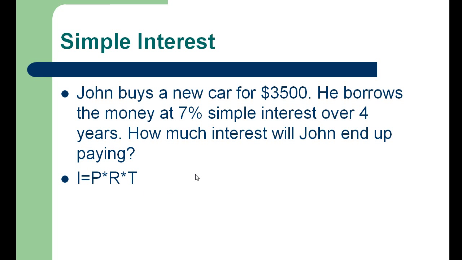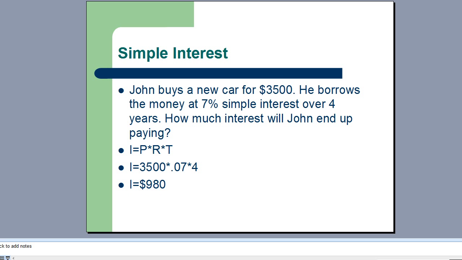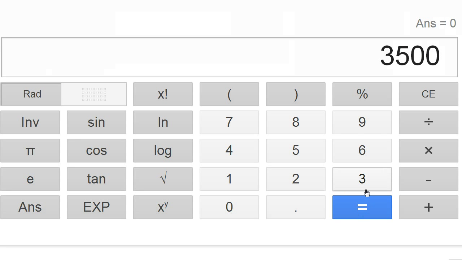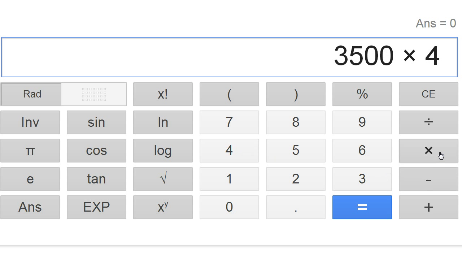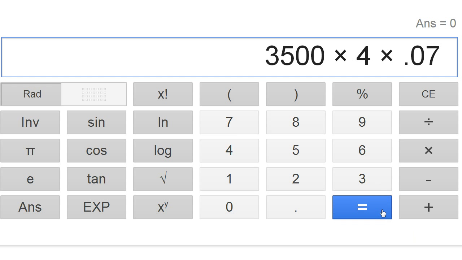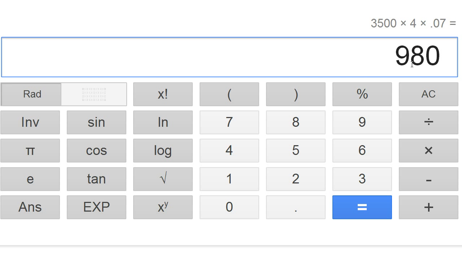So, we notice that formula. Let's go ahead and plug in our variables. I is equal to 3,500 times 7%, or 0.07. Remember, you have to put that into your calculator as a decimal. 0.07 times 4 years. And if we do that, let's go over to our calculator real quick. 3,500 times 4 times 0.07 will get us 980.